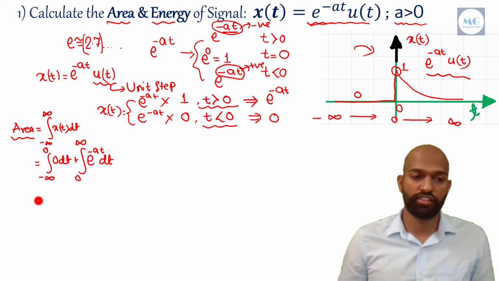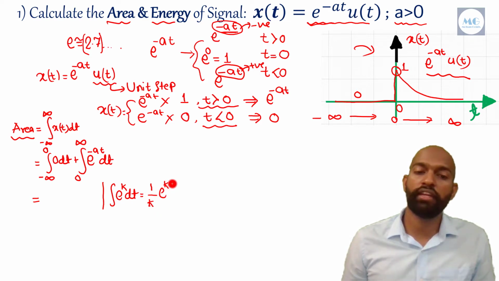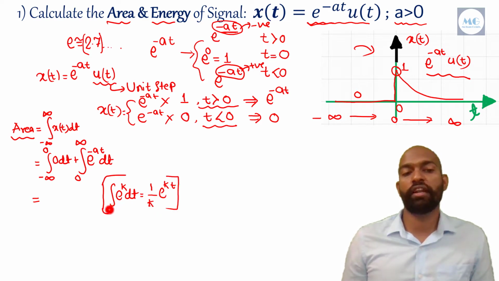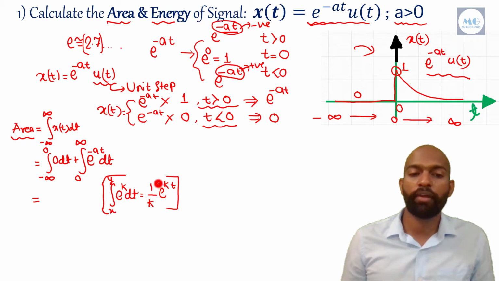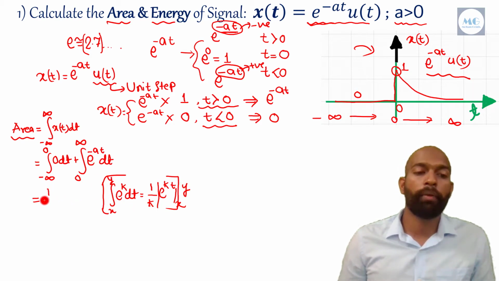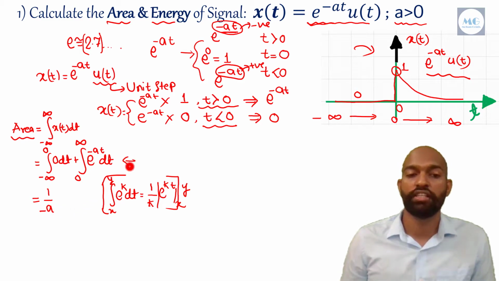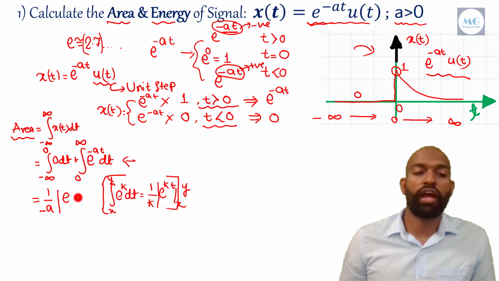Now we have to solve this. As we know, the integration of e to the power kt dt will be 1 by k e to the power kt. If we put limits here from x to y, what will it become? Like this, from x to y. In place of k, what do we have to write here? 1 by minus a, as k is equal to minus a for this equation. Further, we have to write e to the power minus at from 0 to infinity.